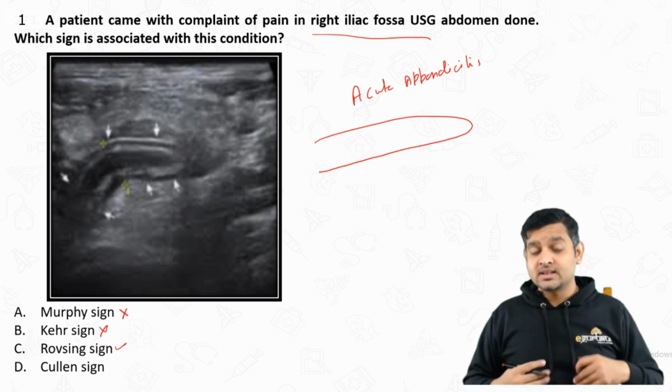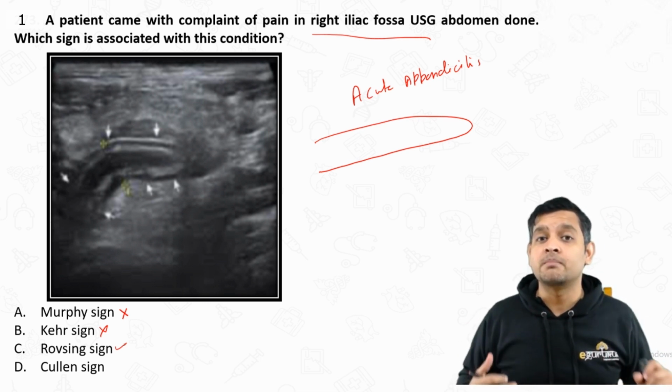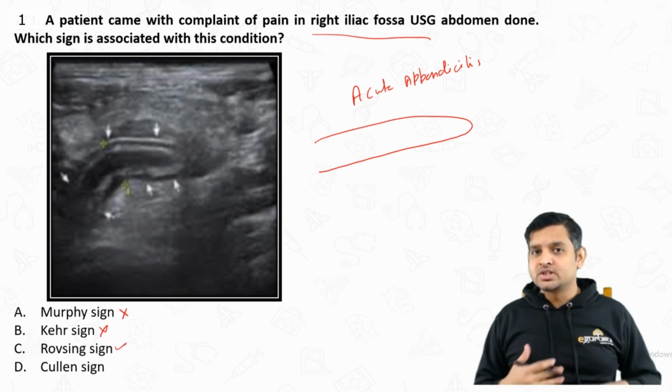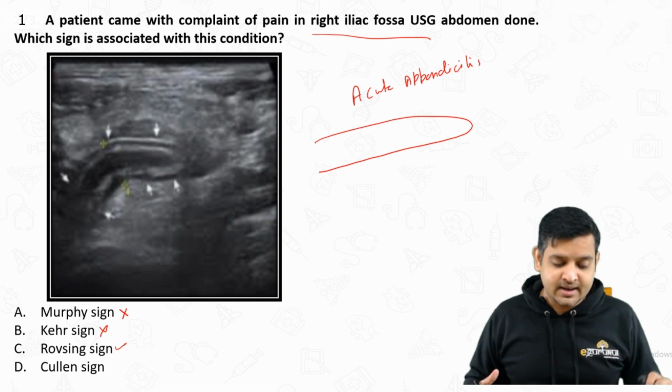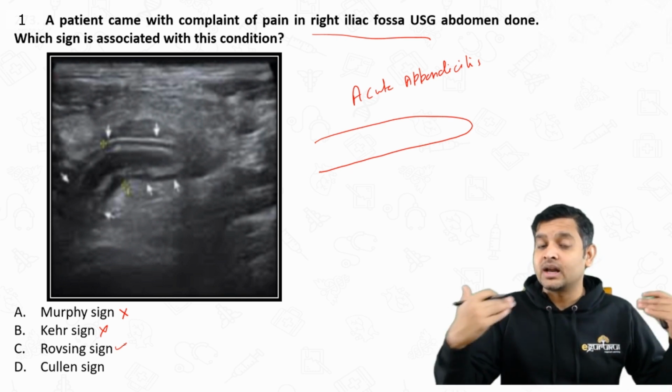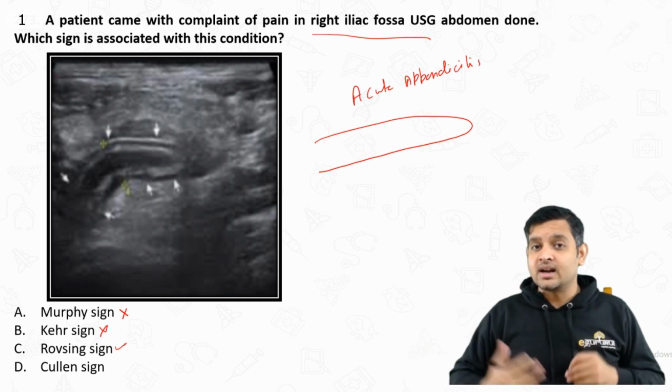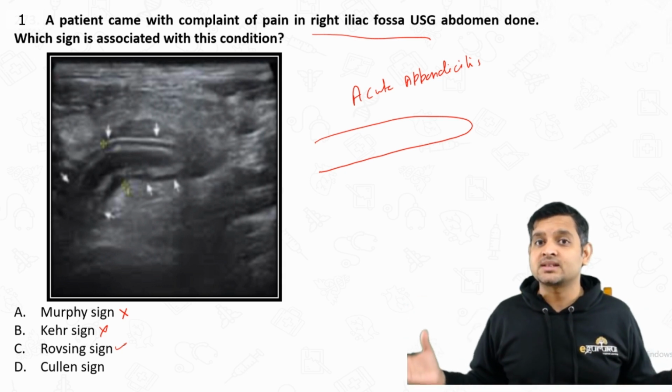Cullen sign. Cullen sign is discoloration in the region of umbilicus due to some hemorrhagic thing that is happening. Usually it could be due to a panniculitis or could be due to a pancreatitis. There are two signs that we have read: Cullen sign or a Gray Turner sign. Cullen sign at umbilicus, Gray Turner sign at the flank.